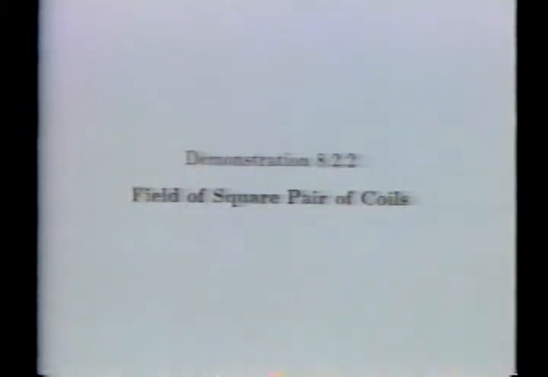The Biot-Savart superposition integral can be used to find the field at the observer coordinate r. Its evaluation amounts to a summation of the field contributions from each of the differential size current elements at the source coordinate r prime.